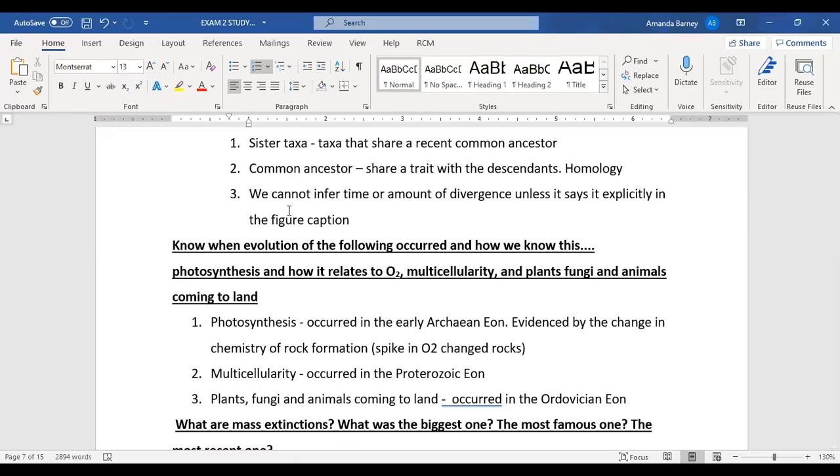We cannot infer time or amount of divergence unless it says it explicitly in the figure caption. So when we're looking at a phylogenetic tree, we can't think, okay, this line is this length because it took 500 million years for these species to diverge. We can't do that. A phylogenetic tree is arbitrary. It's just looking at the taxa, unless they specifically say this length means this amount of time or this number of nucleotide differences in the DNA sequence.